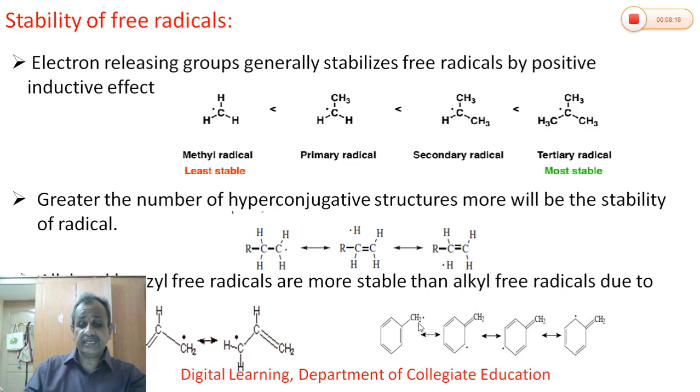Benzyl free radical, CH2 with 1 electron. Now the pi electrons move towards this position, and the electron moves to this ortho position. This is 1 free radical. Then this double bond is shifted and the electron goes to this position, para position. Again, the pi electrons move to this position, so it goes to this another ortho position. So we get electron here. So these two are ortho positions. This is para position. So due to resonance, benzyl free radical is more stable.